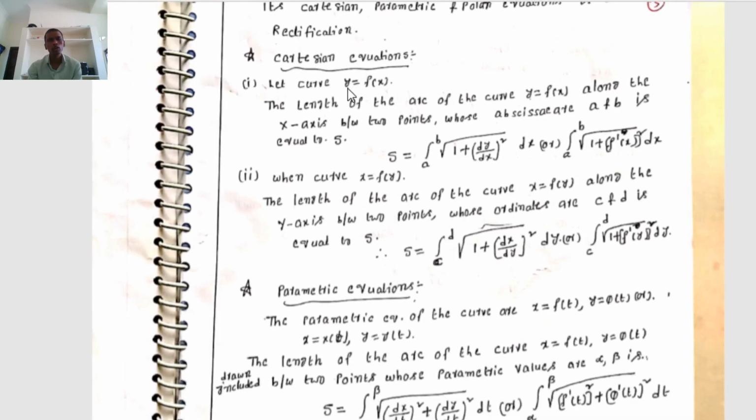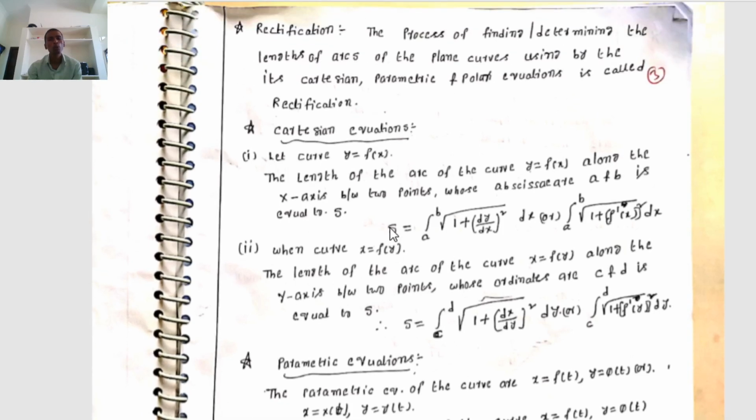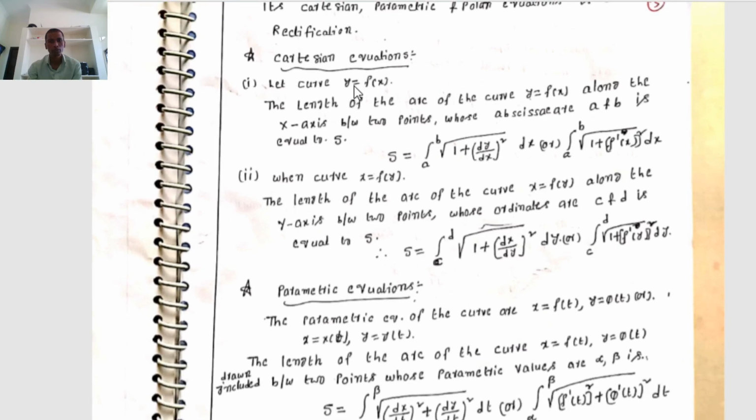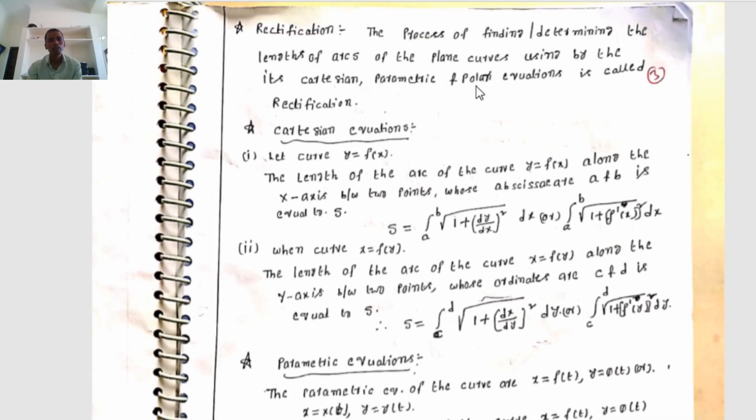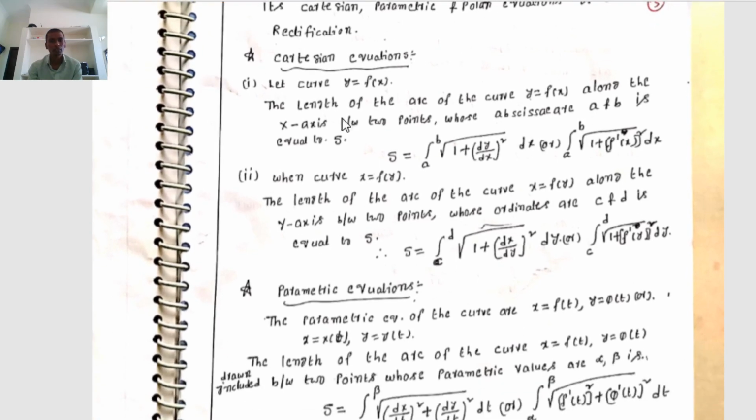We already know some important equations of a plane curve: the Cartesian equation, parametric equation or polar equation. First, the Cartesian equation. Let the given curve be in the form y equal to f of x. Then the length of the arc of the curve y equal to f of x along the x-axis between two points whose abscissas are a and b is equal to s.